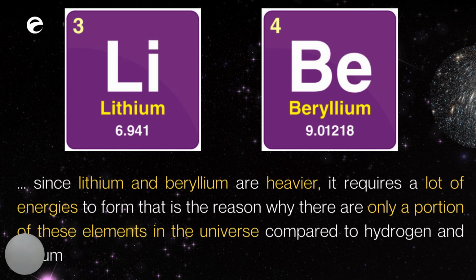Okay. So, since lithium and beryllium are heavier, there are four light elements: hydrogen, helium, lithium, and beryllium. Since lithium and beryllium are heavier, it requires a lot of energy to form. That is the reason why there are only a small portion of these elements in the universe compared to hydrogen and helium. Hydrogen and helium are abundant in the universe, but lithium and beryllium are few, because they are heavy elements and need a lot of energy.